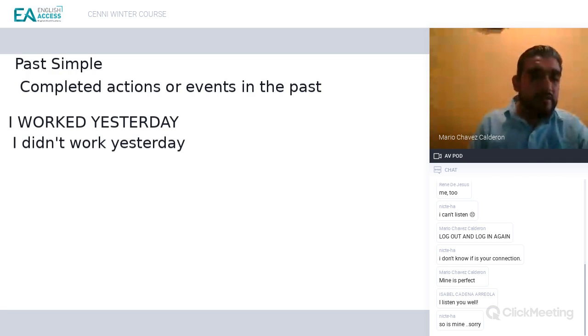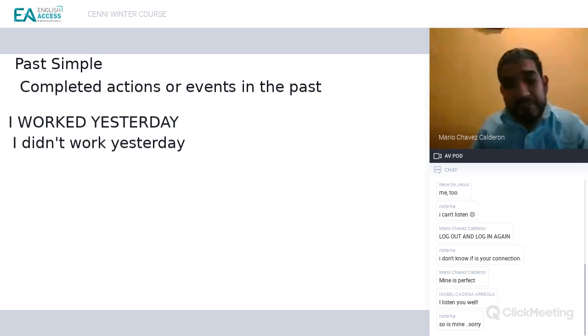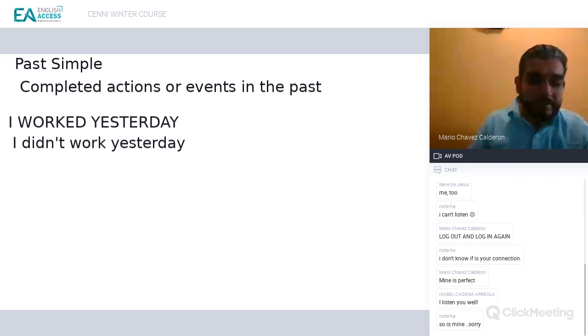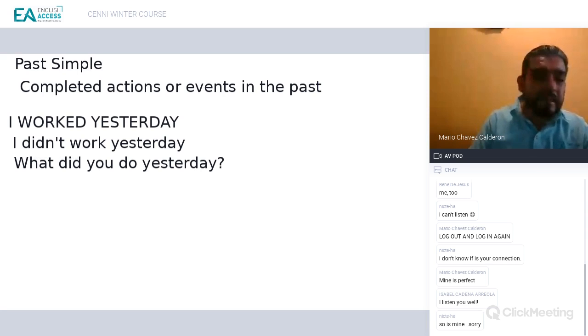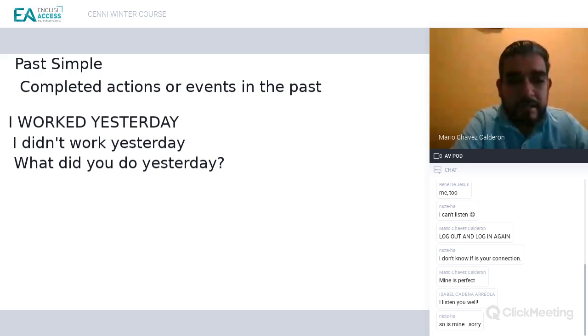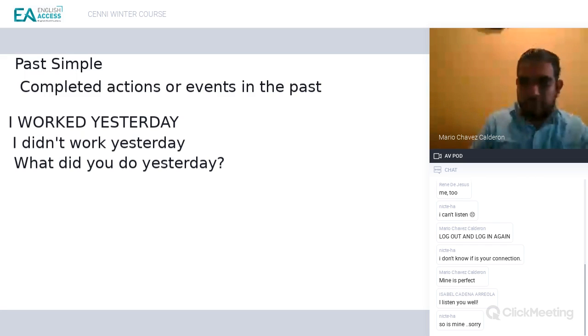Then finally, if we want to make a question, questions follow the same pattern as in the present simple. So we need to start with the WH question, then the auxiliary, then the person, then the verb, and then the complement. We need to remember that the verb goes in present because we have an auxiliary verb which is in past. In this case, it is did, right? So for example, we say, what did you do yesterday? We have the auxiliary did, so we have the verb in present, do. What did you do yesterday? And this would be the past simple.